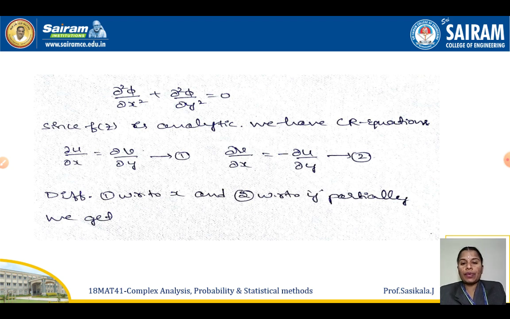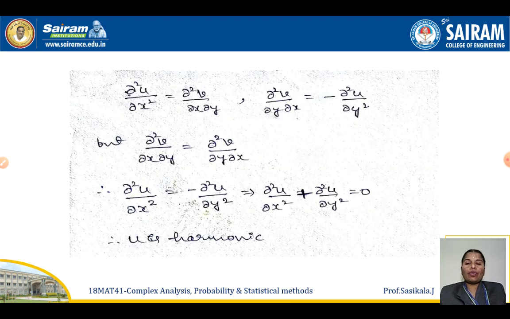What is the CR equation in Cartesian form? It is dou u by dou x equal to dou v by dou y, which we mark as equation number 1, and dou v by dou x equal to minus dou u by dou y, which we mark as equation number 2. Now, to prove it is harmonic, I should find the second order derivatives. So I am going to do partial differentiation with respect to x in equation 1 and y in equation 2.